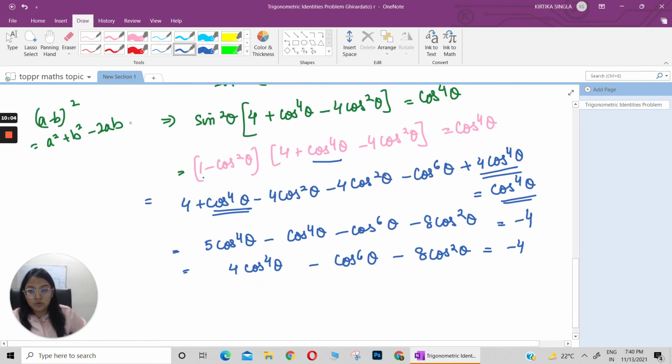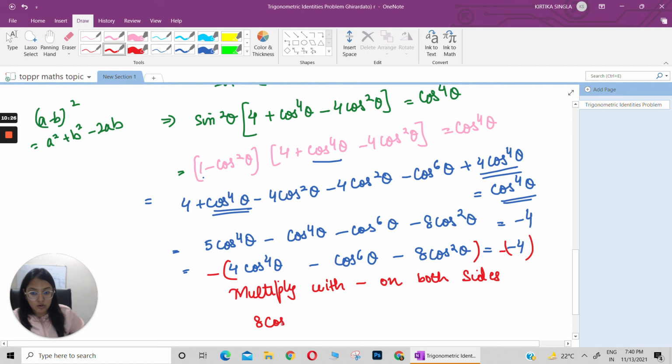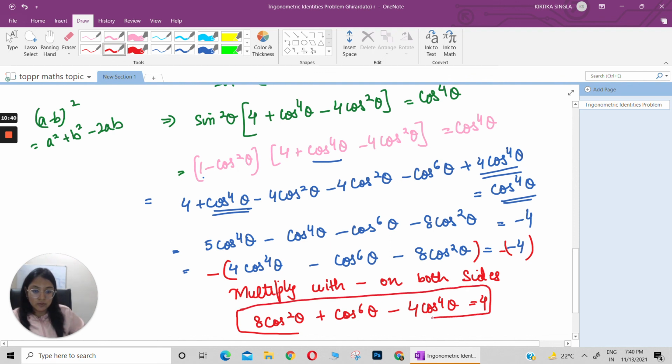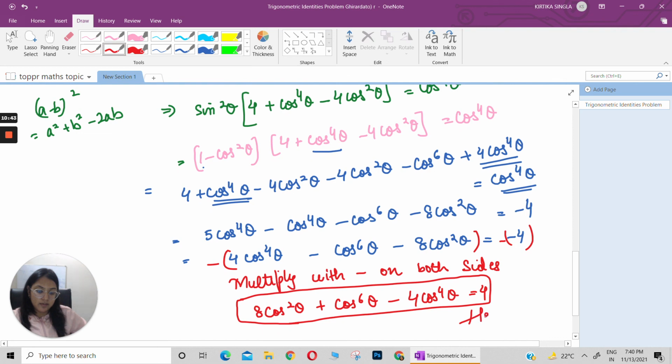Let's multiply by minus on both sides. Complete this multiplication: minus minus plus, minus minus plus, and here you will get a minus sign. 8cos²θ + cos⁶θ − 4cos⁴θ = 4. This will be your answer. This is what you needed to prove, and you can write here, hence proved.